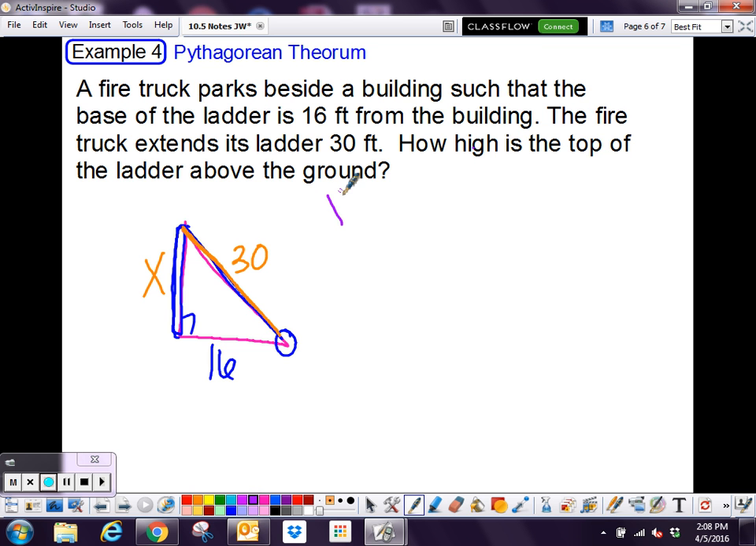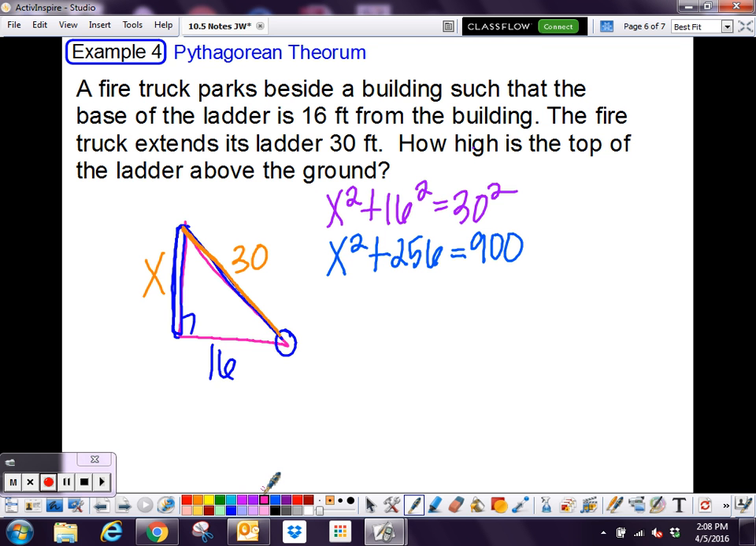All right, so here we go. I've got x squared plus 16 squared equals 30 squared. So I have x squared plus 16 squared is 256, equals 30 squared, which is 900. I'm going to subtract this 256 from both sides. When I do that, I get x squared is equal to 644. Now I'm going to check to make sure that's not a perfect square, and it's not.